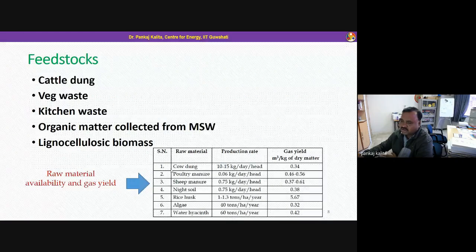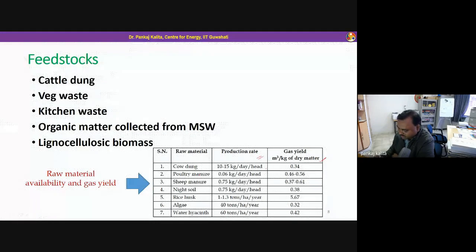Now come to the feedstock again. Now we'll quantify the potential of this feedstock and how much energy can be generated using those different kinds of feedstocks. Feedstocks may be cattle dung, vegetable waste, kitchen waste, organic matter collected from municipal solid waste, then lignocellulosic biomasses. You can see the availability of raw material and gas yield in this chart. Here you can see cow dung. The production rate is 10 to 15 kg per day per head, and the gas yield is about 0.34 cubic meter per kg of dry matter.